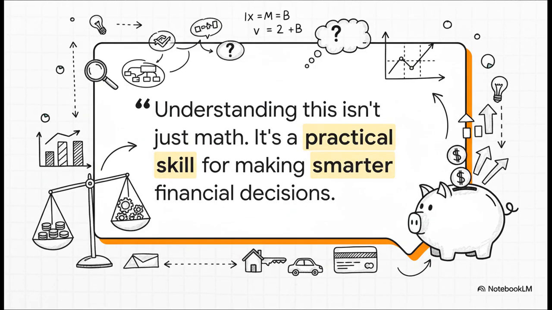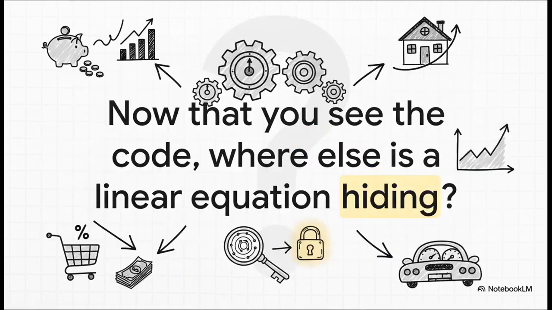Look, at the end of the day, this is so much more than a math problem from a textbook. It's a real-world skill. It's a tool that helps you budget better, plan smarter, and make financial choices that are actually right for you, not just what a company's ad tells you. So, I'll leave you with a little challenge. Now that you can see the code, now that you know to look for a starting point plus a rate of change, where else is it hiding in your life? Take a look around. You'll be surprised at how often you find it, and now you have the key to unlock it.